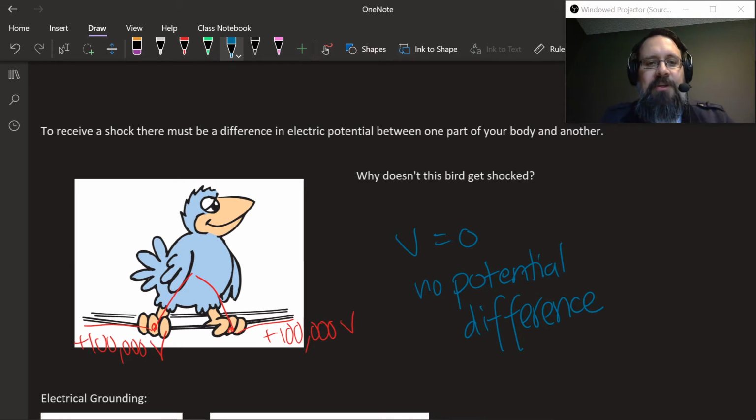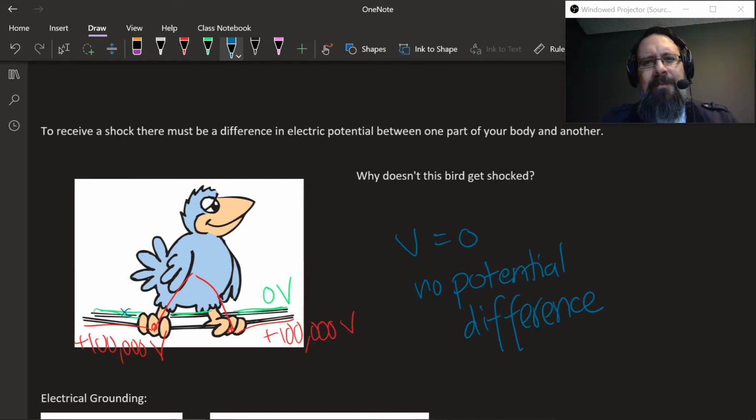Now, there are situations where birds do get electrocuted by power transmission lines. So the bird can get electrocuted. And the reason is because of the other wire, that second wire back there. Let's say it was a neutral, with no potential on that other wire. But what if the bird removed one of its feet and connected it to the other wire? Well, now there'd be a potential difference of 100,000 volts and the bird would get electrocuted.